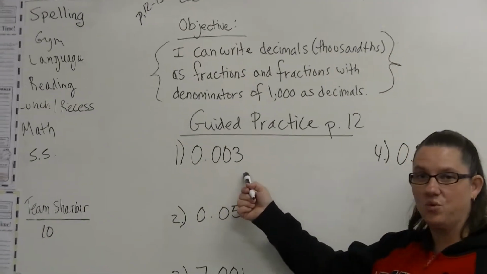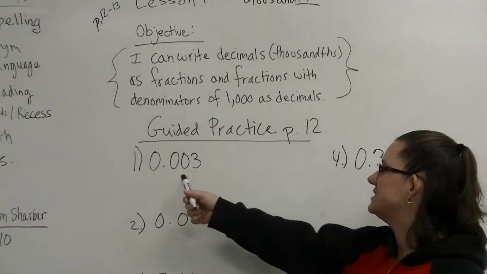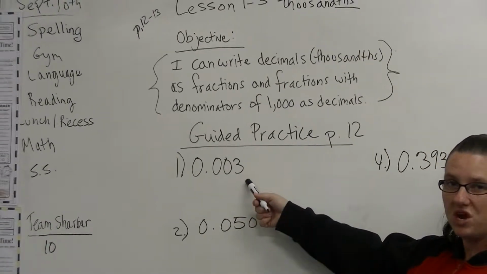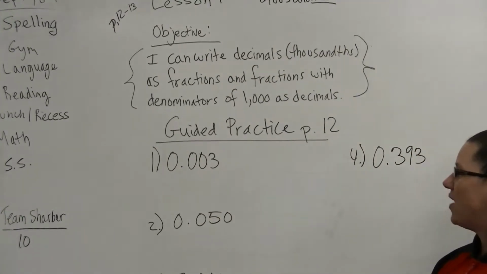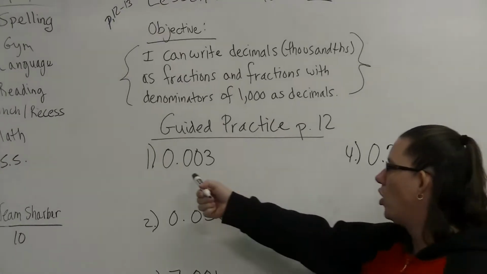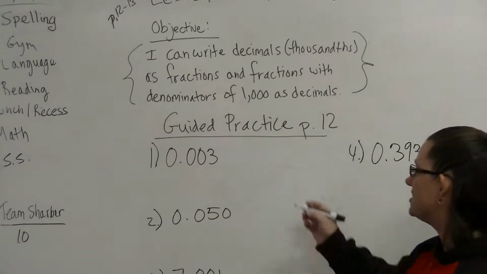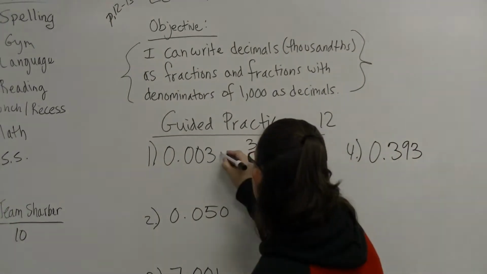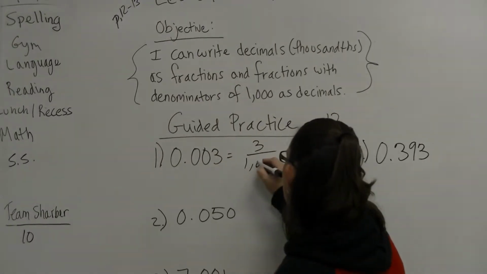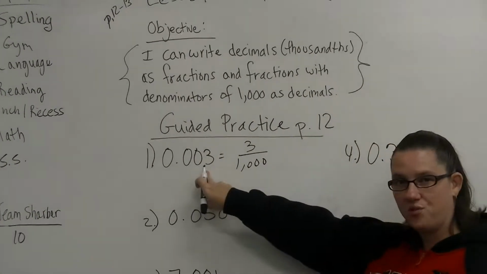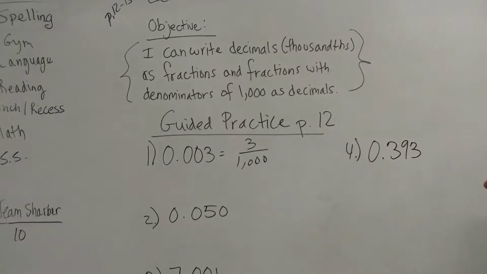Okay, this is a decimal, we have to read it. So I see 3, what place is the 3 in? It's in the thousands. So I have to just take that. There's no whole number, so that means I'm just writing a fraction. And I'm going to put 3 over 1,000, because again, that 3 is in the thousands place.